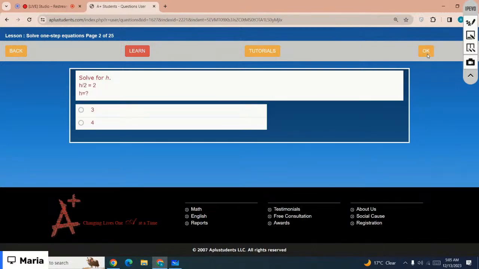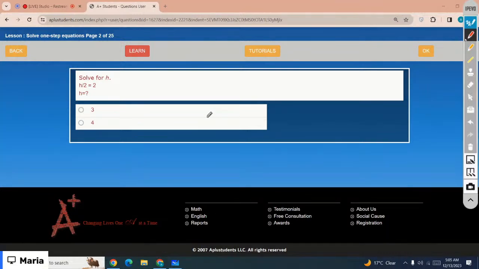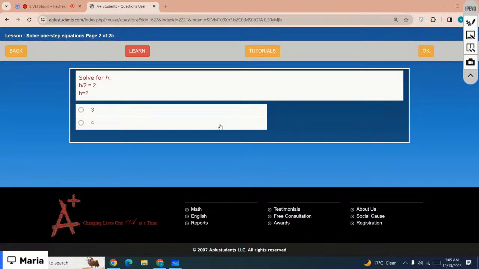Okay, the next one is solve for h. So which is the correct option? The equation is h divided by 2 equals 2. So you need to isolate the variable h, right? You need to remove that 2 that is dividing here. So the opposite of division is multiplication. Multiply both sides by 2. So the 2 and 2 cancel, and h is, yes, very good. The correct option is 2 times 2 equals 4. So the correct option is 4.